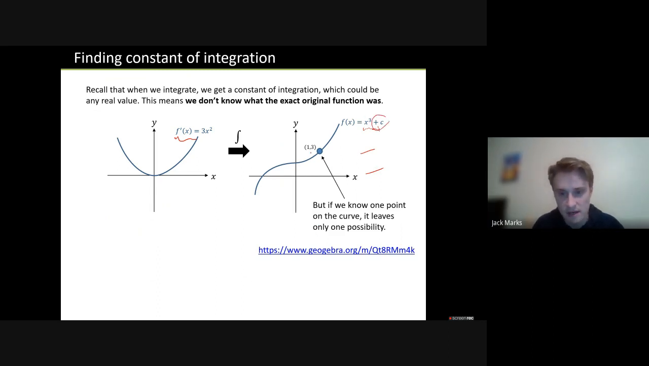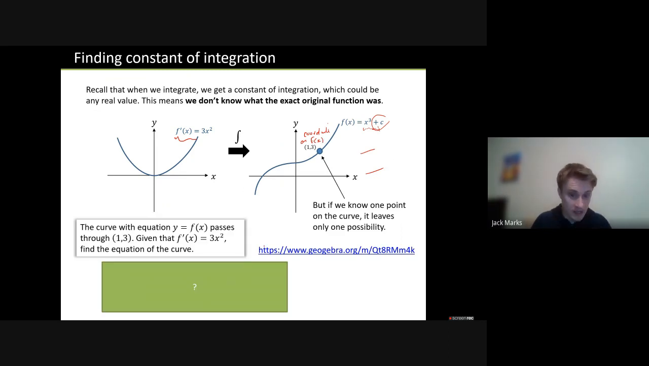So if we integrate and we have a coordinate on f of x, then there's no need for it to be about plus c anymore. So for example, the gradient function is 3x squared, like we just said. The curve f of x, how do you find that? Well, you'll need to integrate that thing. So if we integrate 3x squared, that line will go through (1, 3).